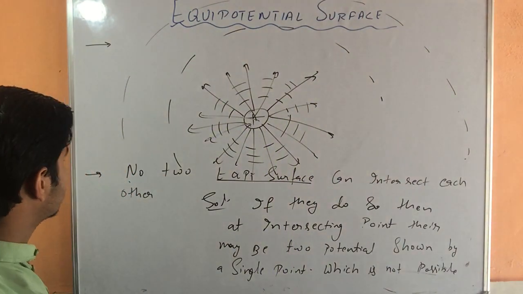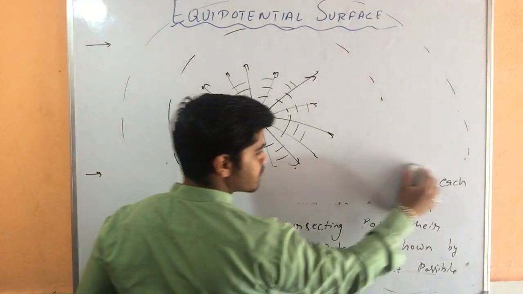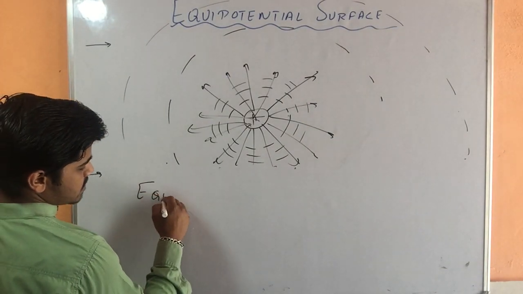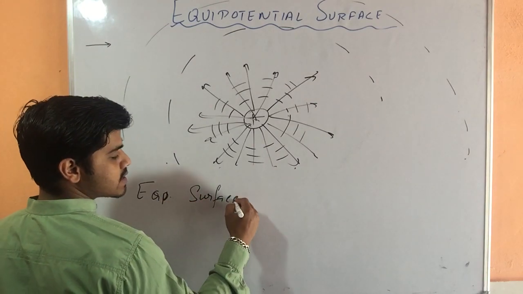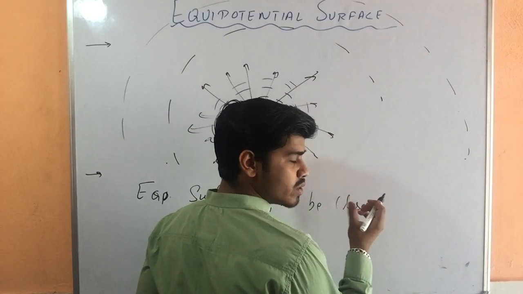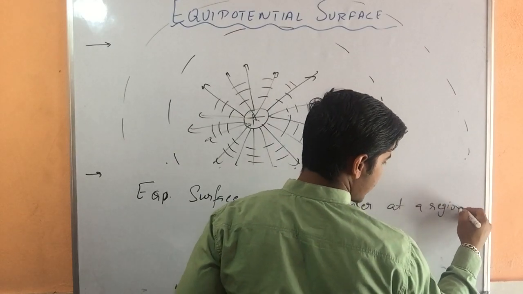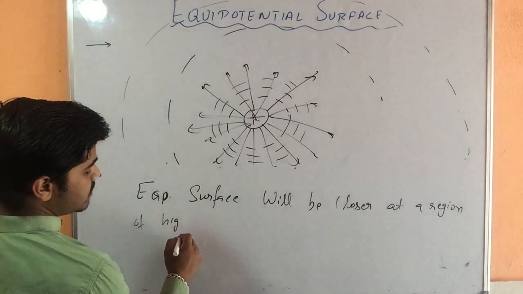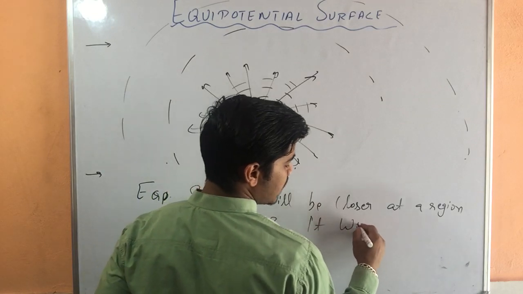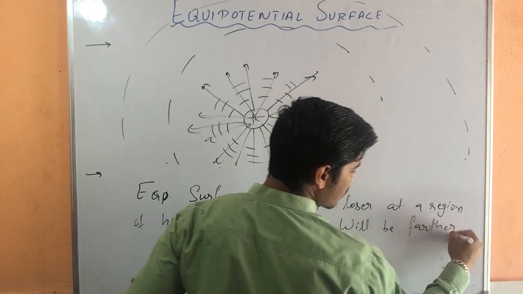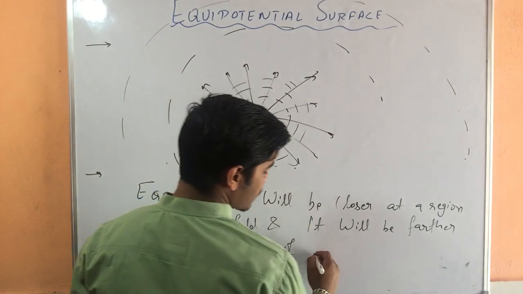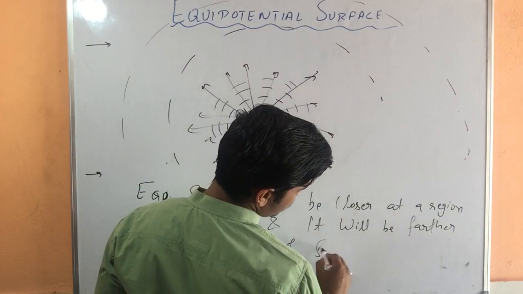So it is our fourth property that equipotential surfaces will be closer at a region of higher electric field, and farther apart for the region of lower or smaller electric field.